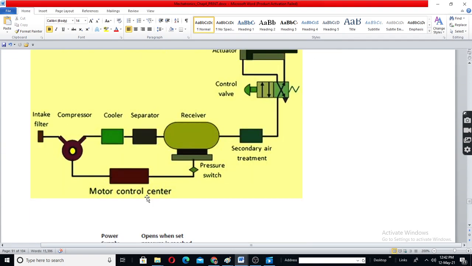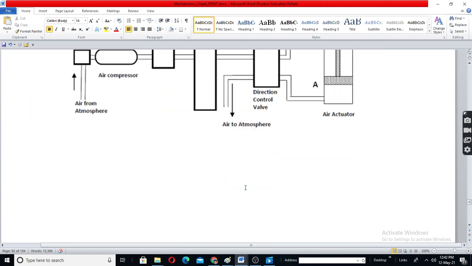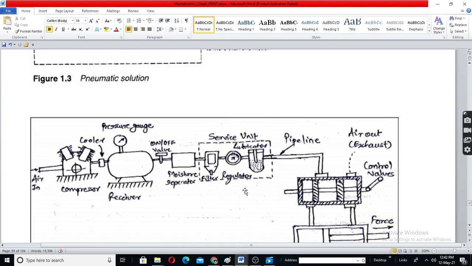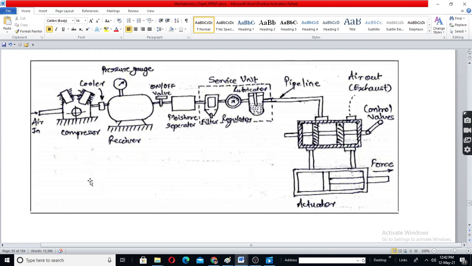So block diagram. You can write any figure. Slight differences are there. Don't bother about that. So air from atmosphere is taken and compressed. After compressing, it will become hot. Then it will be cooled. After cooling, it will be stored in the receiver. So this will be at high pressure, but cool air.